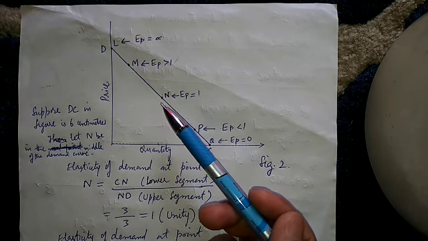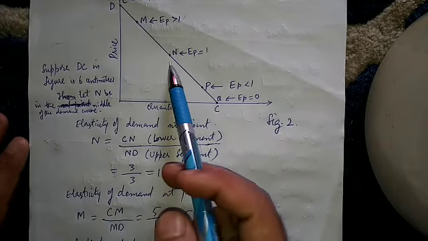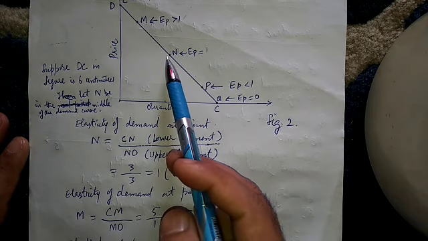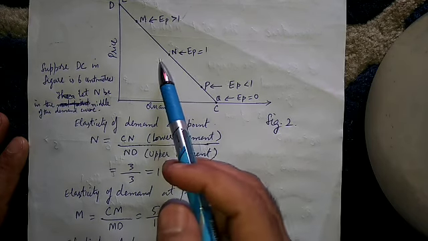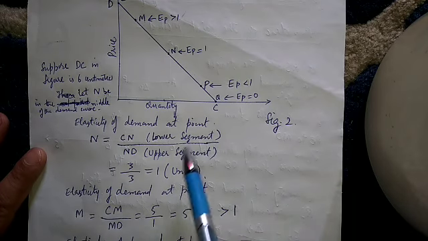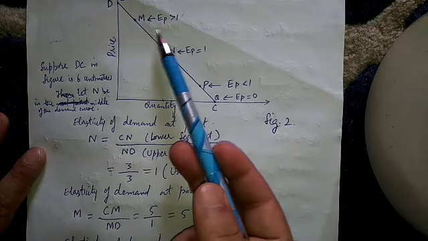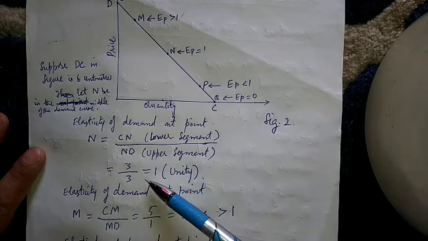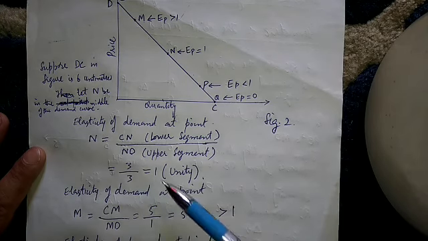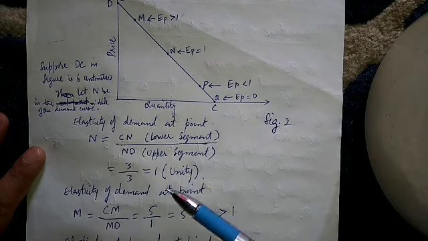So the elastic demand at point N will be equal to CN, the lower segment, divided by ND, the upper segment. So that will be equal to 3 divided by 3, which is equal to 1. So the elastic demand at point N is equal to unity.